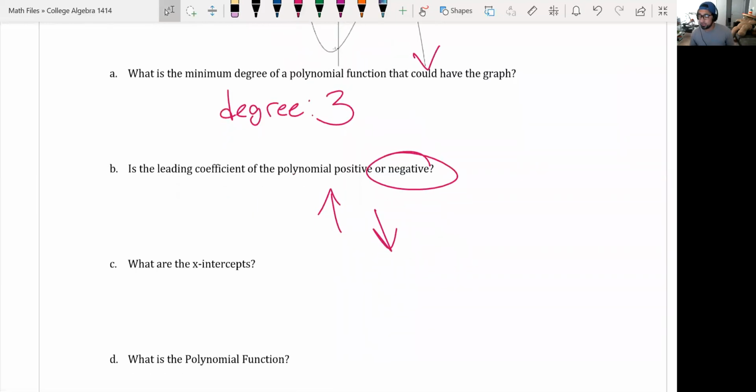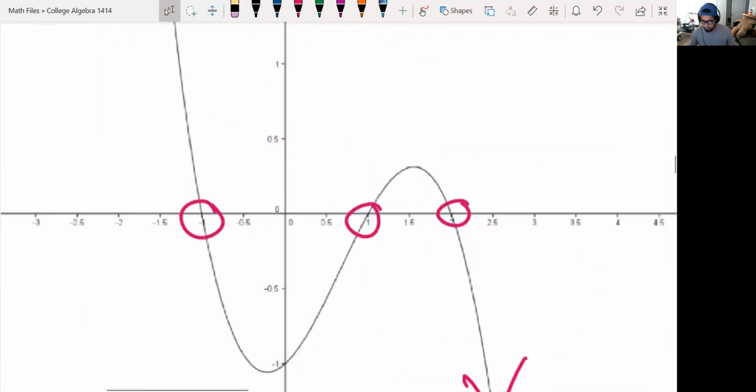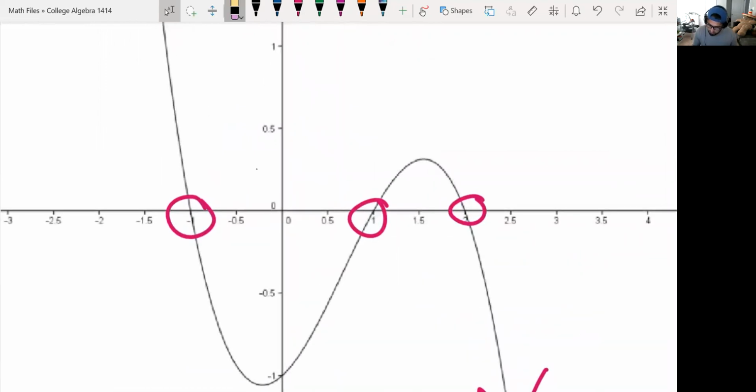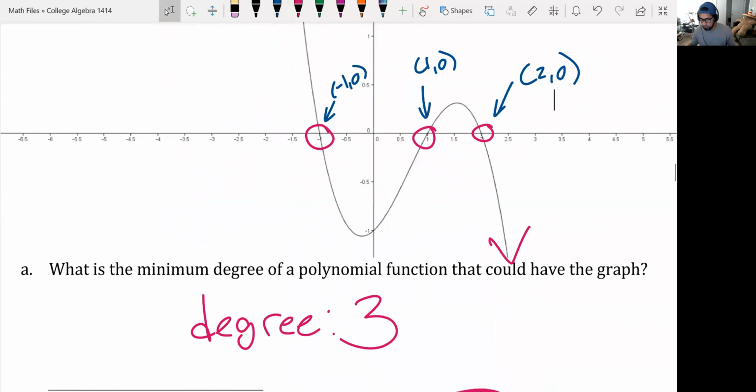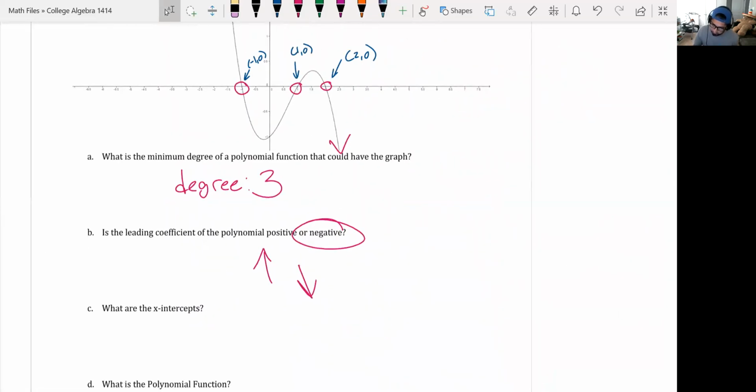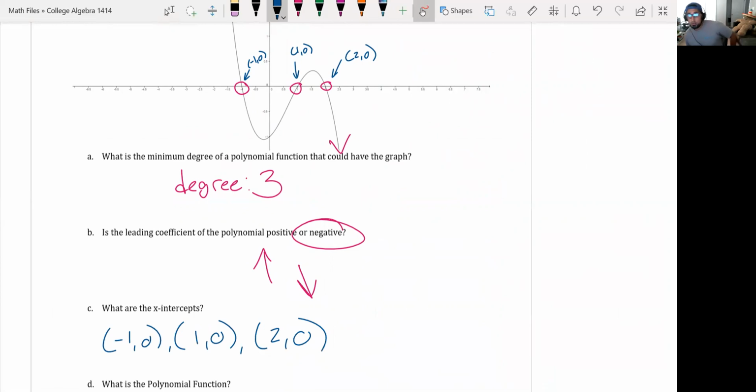Next question says, what are the x-intercepts? Well, let me zoom in here. Hopefully we can see them. And I have x-intercepts at negative 1, 0, 1, 0, 2, 0. Those are my x-intercepts. So that's what we can write down there, right? Negative 1, 0, 1, 0, 2, 0.